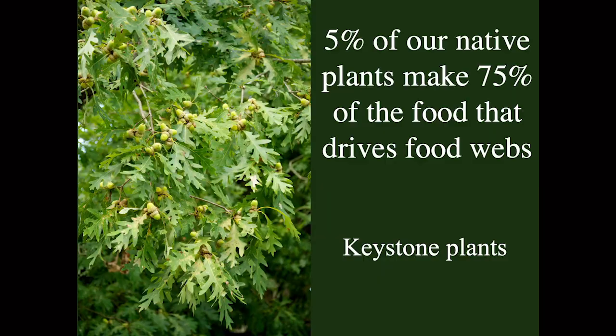When we had this list of ranked plants for every county in the country, we saw a very important pattern. And that is, there are really just a few plants in any one place making most of the food. About 5% of our native plant species in any one place is making about 75% of the food that drives these food webs. That means 95% of the native plants in our area aren't making that much food. So I started calling that 5% keystone plants because just like in a Roman arch, the keystone is at the center. If you take the keystone out, the arch collapses. If you take these keystone plants out of your food web, the food web collapses.